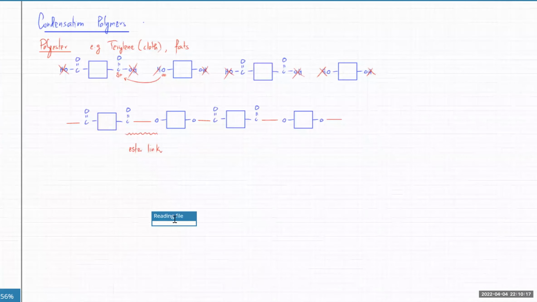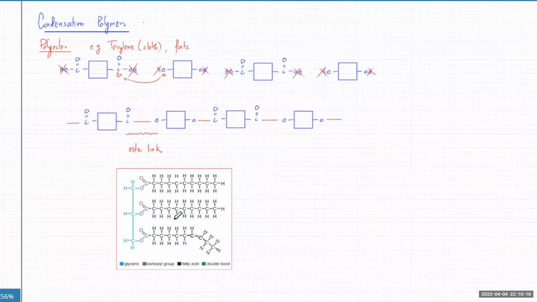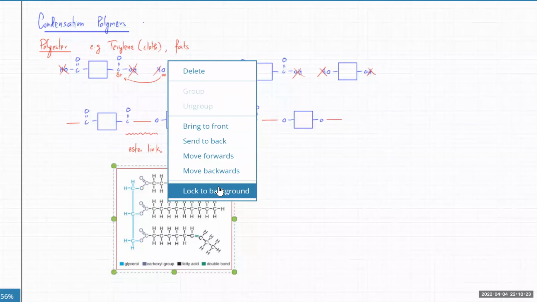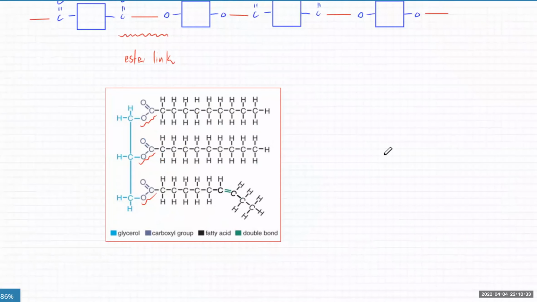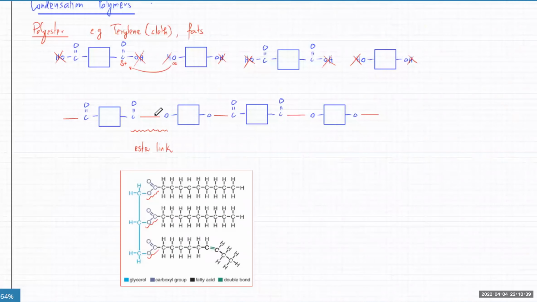So in this fat molecule, notice these ester links. There would be a lot of them. So the word poly would probably not be applied to a fat, but it's kind of the same structure. It's groups connected together by these ester links. So that's basically an example of a polyester.